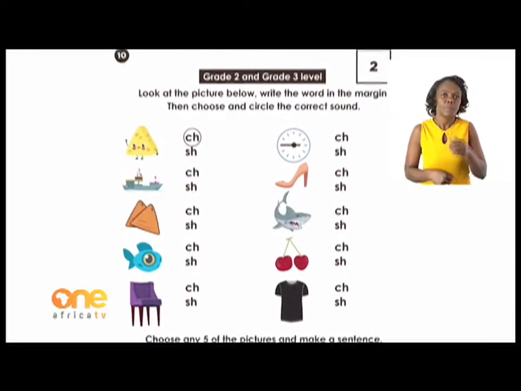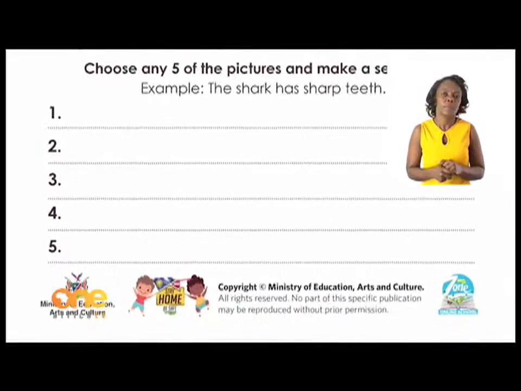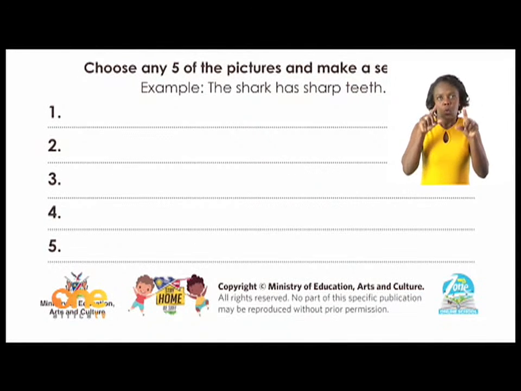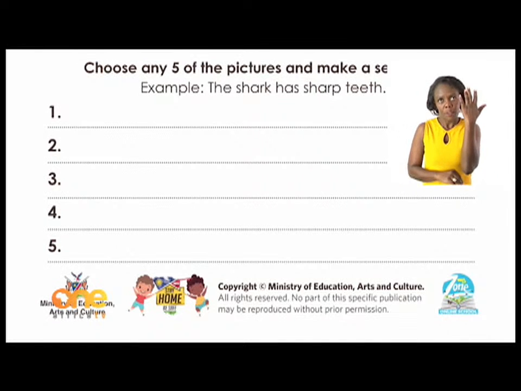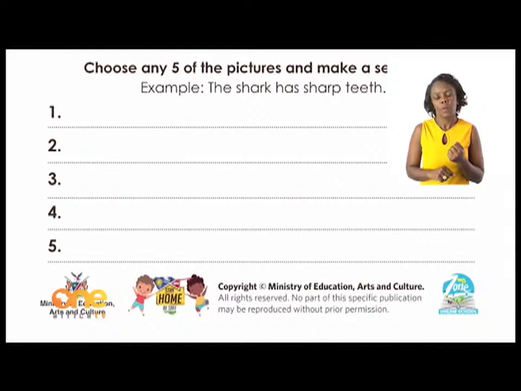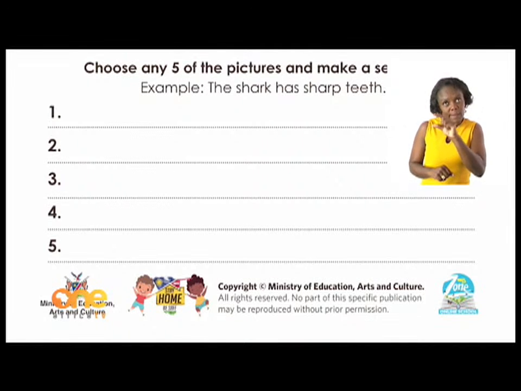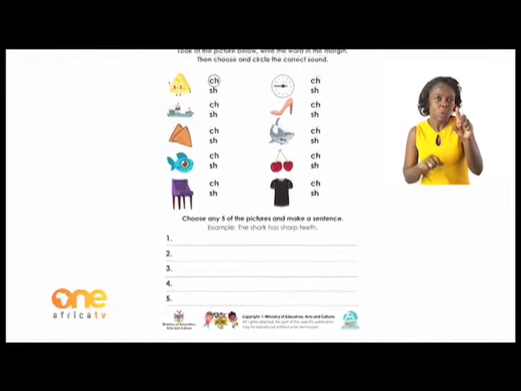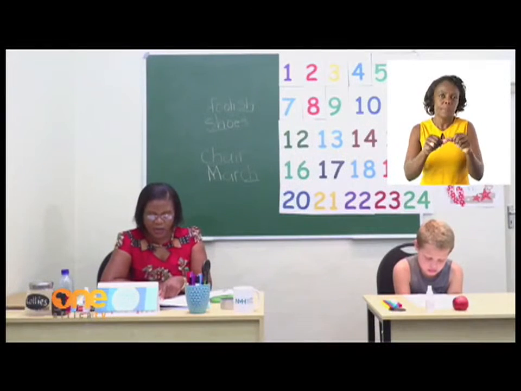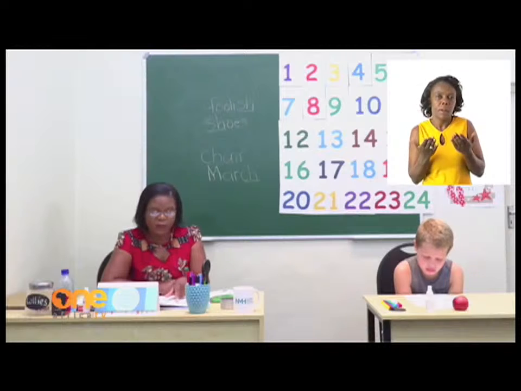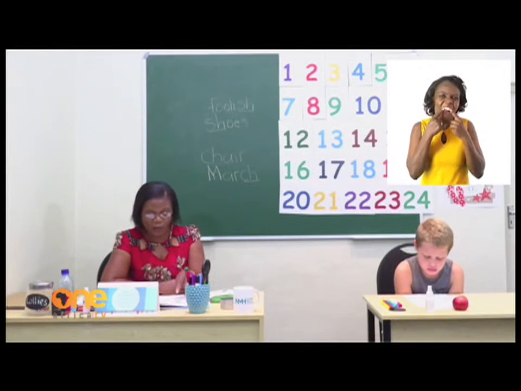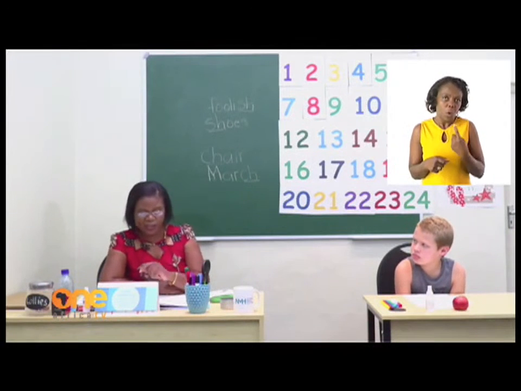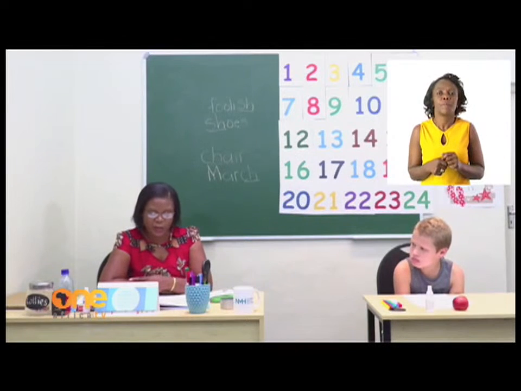Let's go down to the next exercise, just below there. Now you have to choose any 5 of the pictures. The given pictures which are on top there, you just have to choose 5 of them and come up with your own sentence. You make your own sentence with any of the words on the pictures. Choose 5. For example, the shark has sharp teeth. We have a shark there on the pictures, so I've chosen a shark. And then I construct my own sentence like that. The shark has sharp teeth.